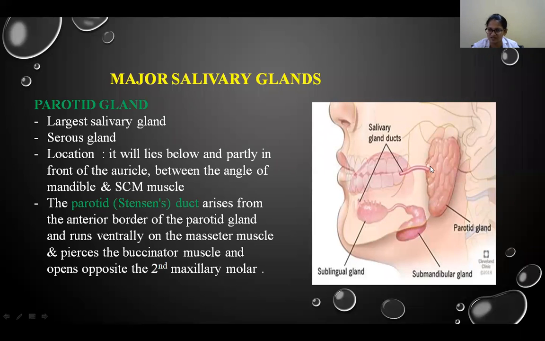From where does it arise? From the anterior border of the parotid gland. The parotid gland, one of the largest salivary glands, opens into the vestibule of the mouth. This is the only salivary gland which opens into the vestibule of the mouth.